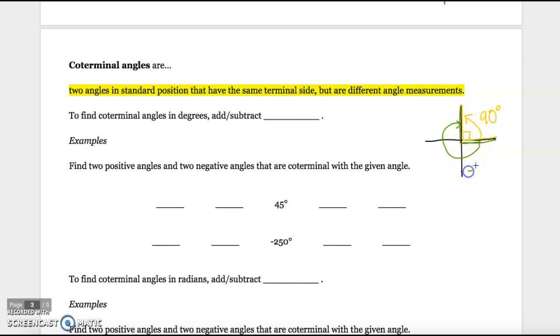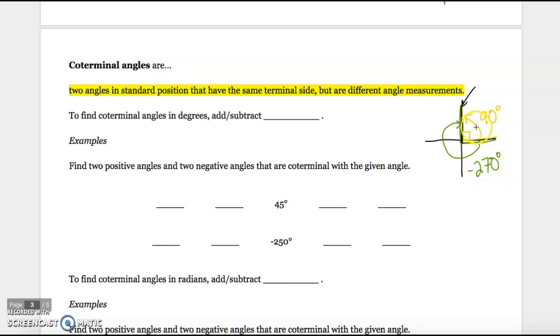And this would be negative 270 degrees. And so these would be considered coterminal angles, because regardless of whether I go up 90 or down negative 270 degrees, I end up on this same terminal side that's happening right here, right? Both their terminal sides are occurring right up there. And so these would be considered coterminal angles.